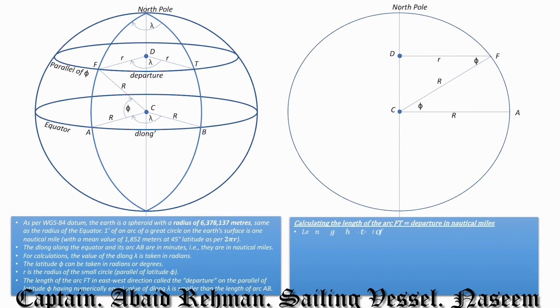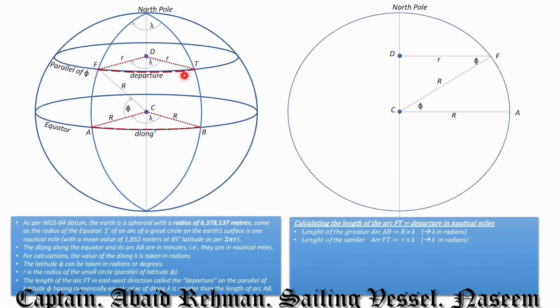Using the simple formulas learned in grade 10 to 12 for calculating the arcs of circles, we can see that the greater arc AB, or the d long, is equal to the capital letter R, the radius of the Earth, times the angle lambda in radians. And similarly, the length of the smaller arc FT, or the departure, is equal to the small letter r times the value of lambda in radians.